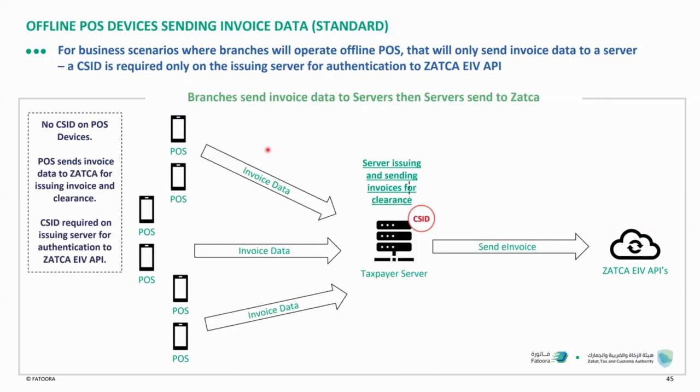The next example here is that if we have a centralized server, this one is actually used for issuing and sending the invoices, and we have point of sale machines. These ones are communicating with this server to issue the invoice. So these individual machines are not actually issuing the invoices. No, it's the central machine that is generating that. So here we don't need the point of sale machines to have a CSID. Only the server that is issuing and sending the invoices will be required to have a CSID.